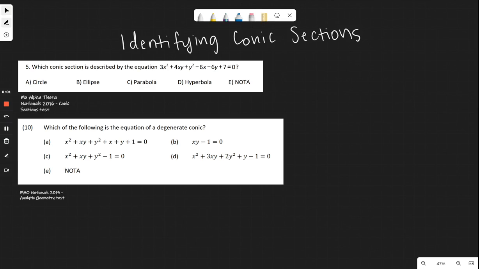As you probably can guess from the title, this video is about identifying conic sections. So looking at equations like these, with the xy term, pay attention to that, and being able to tell what type of conic section this is and whether it is degenerate. I will just explain how to do that in this video.